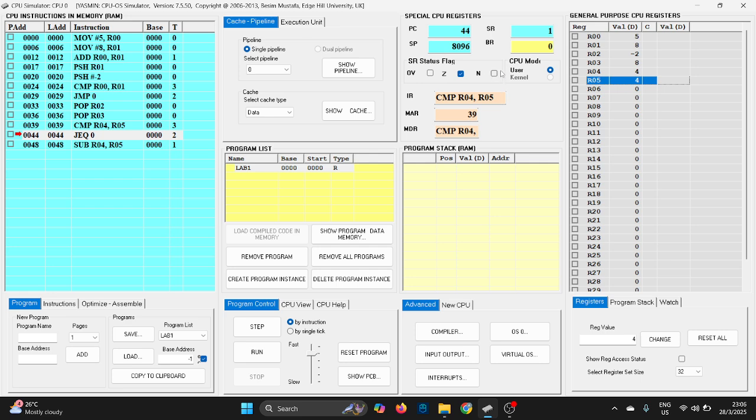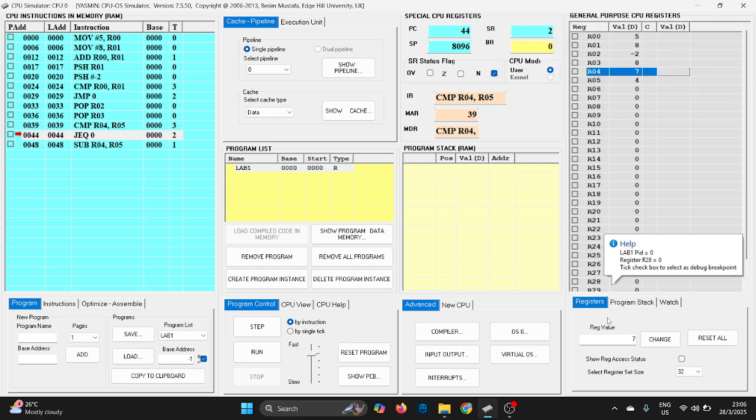Okay, to get the N, which means negative, R05 minus R04 must become a negative value, which I do by changing the value to 7. So 4 minus 7 is a negative value. When I compare the instruction, the N status flag will be ticked.